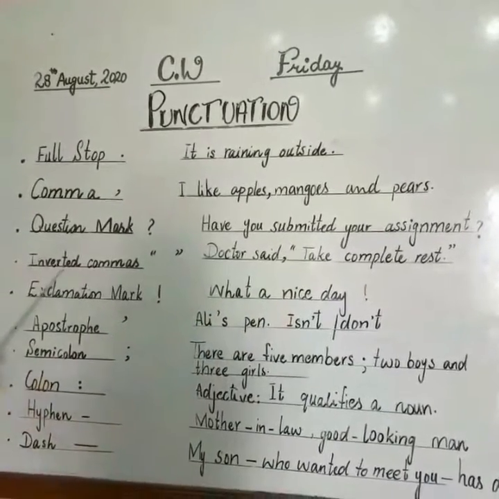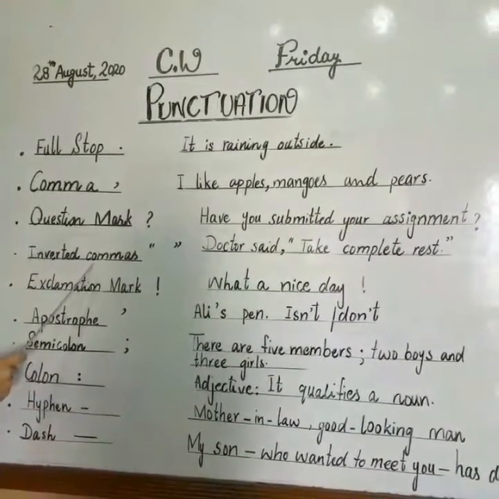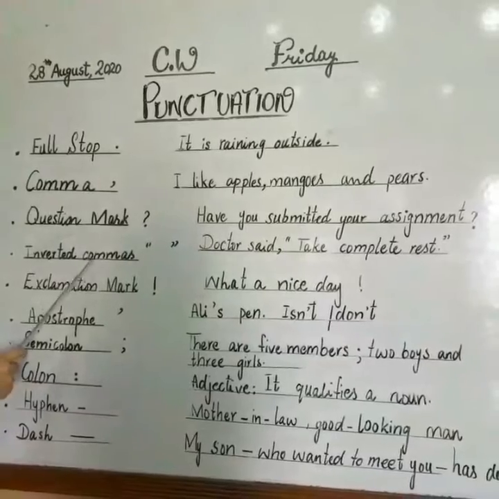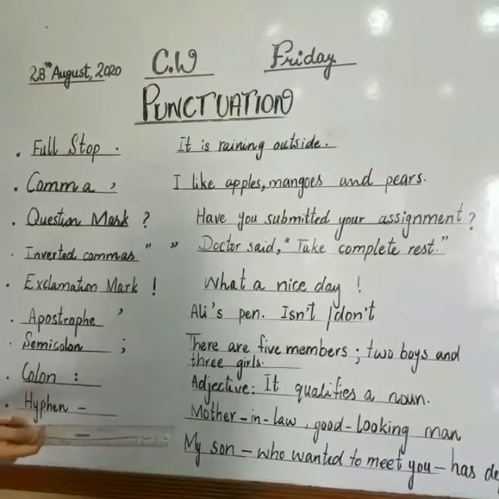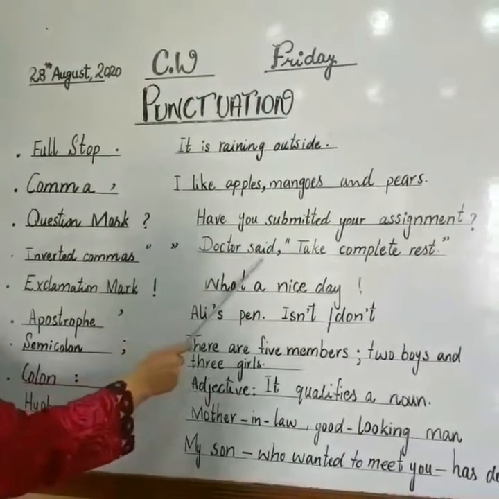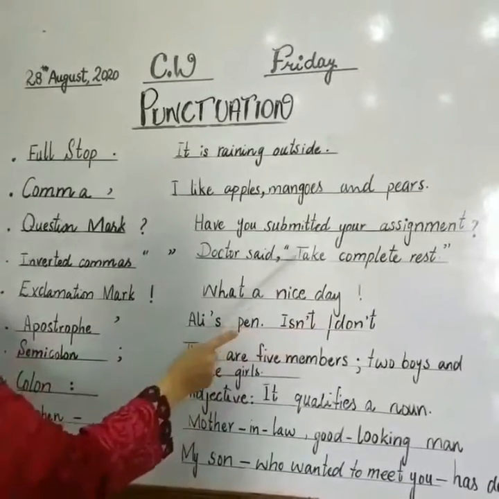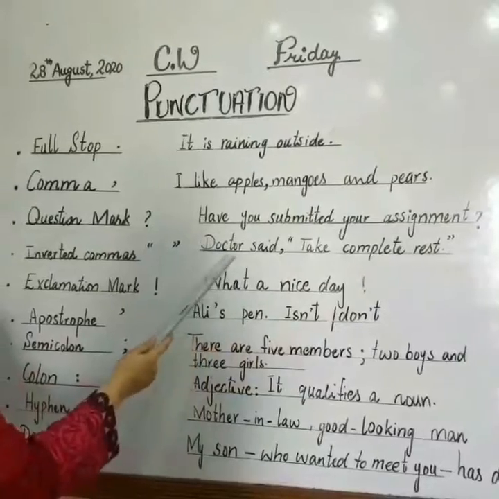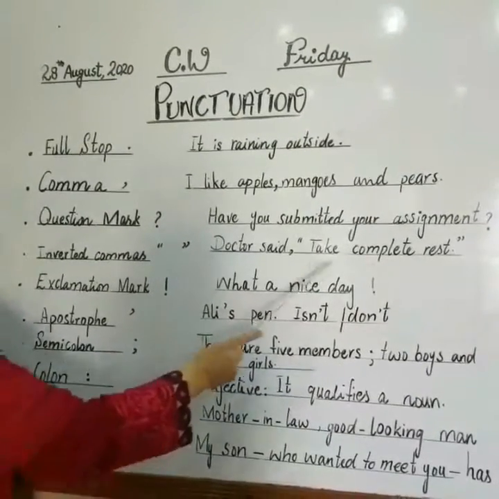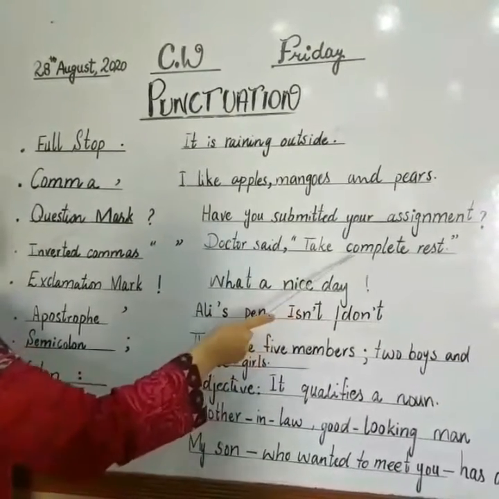The next one is inverted commas. Inverted commas are used to enclose the speech which has been delivered by someone. For example, doctor said, "take complete rest." Here I have enclosed the speech of the doctor in inverted commas. It shows that these are the exact words of the doctor.